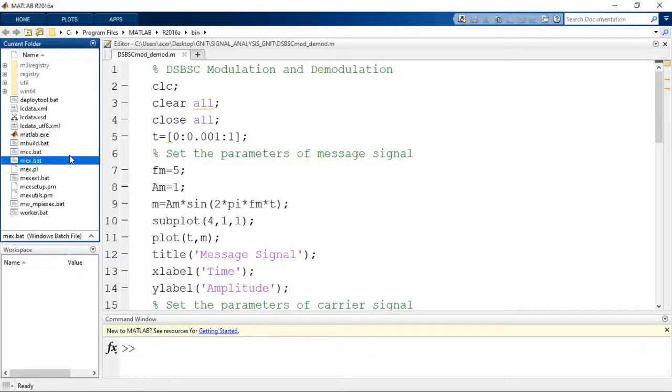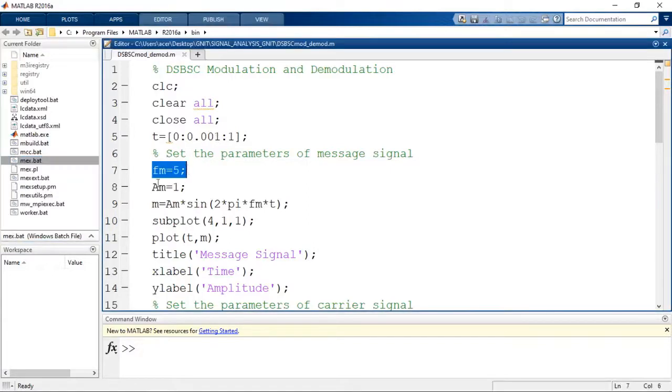So with this background, we will implement DSBSC modulation and demodulation scheme using MATLAB. So these are the functions clc, clear all, close all used to clear the command window. We are setting the time axis from 0 to 1 in steps of 0.001. So set the parameters of the message signal. Frequency of the message signal is 5. Amplitude of the message signal is 1. The message signal is represented as Am sin 2 pi fm t. So we can go for either sine or cosine.